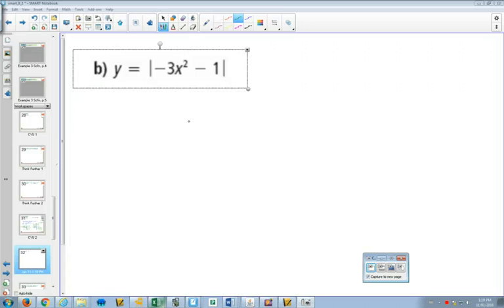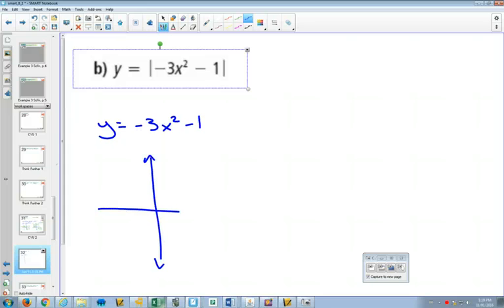So same thing for part B. We're going to graph the parabola inside first. Negative 3x squared minus 1. This is in standard form again. You know the vertex is at 0, negative 1.